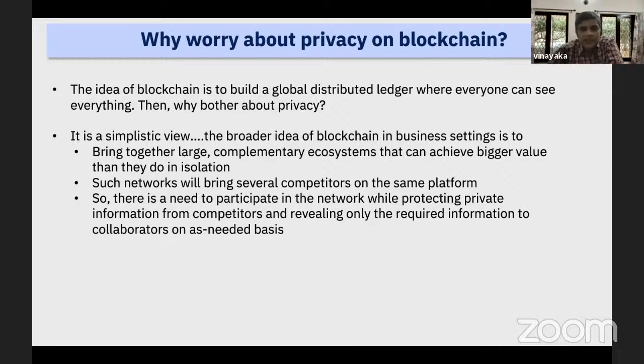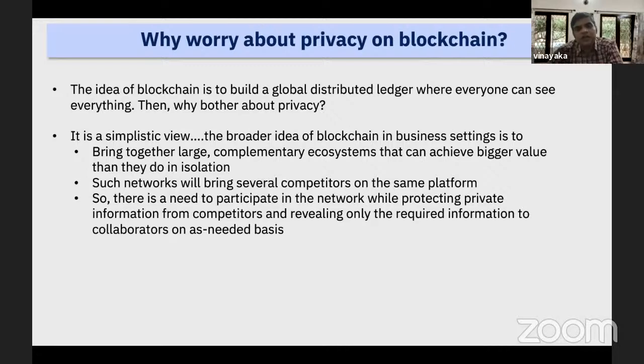But as I said in response to the previous question, this is a kind of simplistic view of blockchain. The better way to think of blockchain, especially in business settings, is that it's a technology that brings together complementary ecosystems that can achieve bigger value than they do in isolation. So we will see an example of this towards the end of the talk.